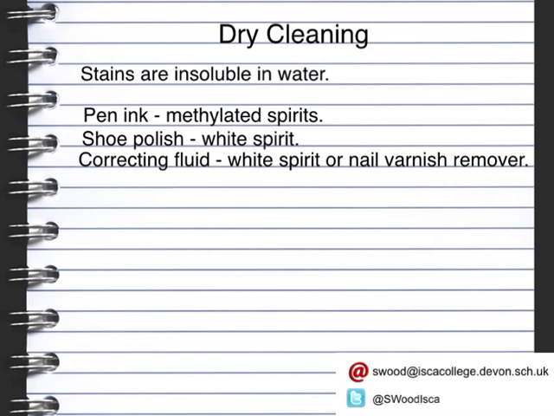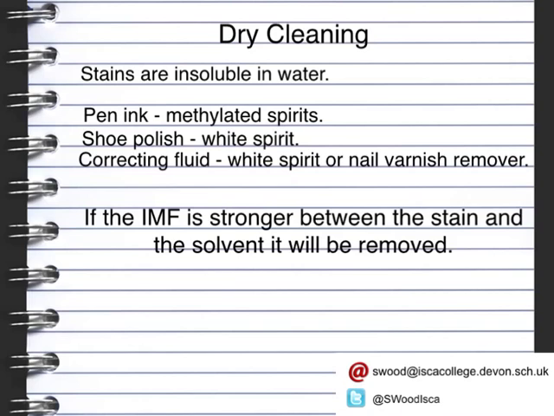So why are these stains removed by this and not by water? It's all to do with the intermolecular forces between the solvent, which is the white spirit or nail varnish, and the stain that it's trying to remove. When the stain is within the clothes or whatever it is on, they're held together by weak intermolecular forces. When they come into contact with the solvent, if the intermolecular forces between the stain, such as the pen ink, and the methylated spirits, the solvent, are stronger than those between the pen and the clothes, then it will be removed. So this means that the solvent can surround the stain and it will be more easily removed.